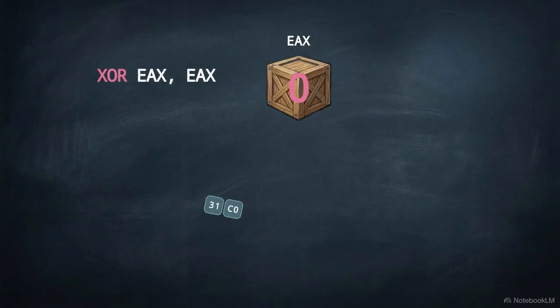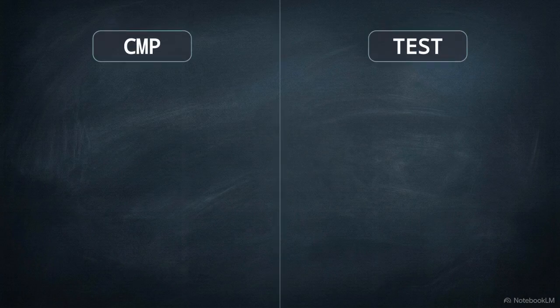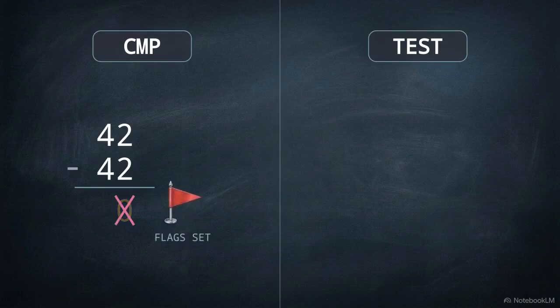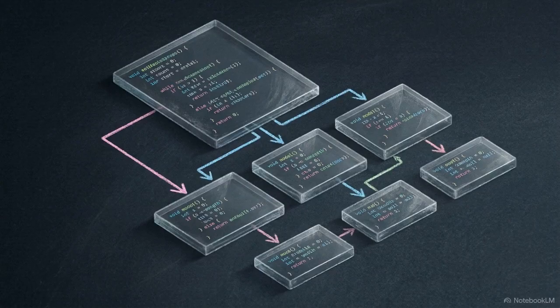Compilers utilize this method to zero out a register, specifically optimizing for code density. To evaluate conditions, x86 uses CMP and TEST. CMP computes a subtraction, discards the numerical result, and sets the CPU flags. TEST does the same thing, but computes a logical AND instead. These flags dictate execution branching.